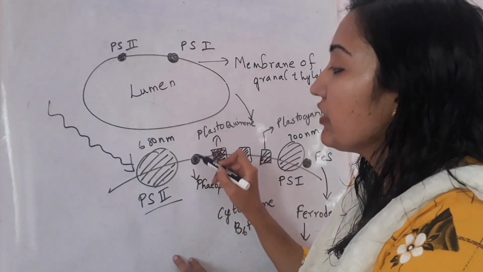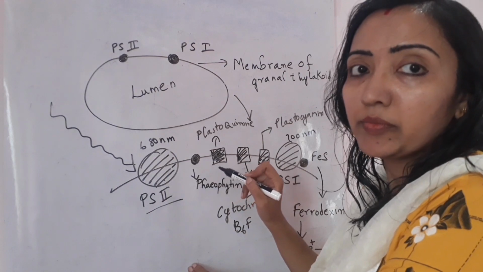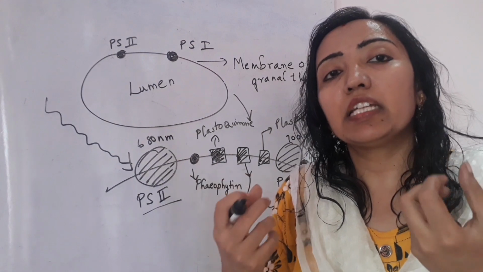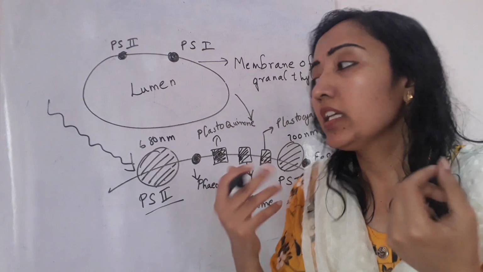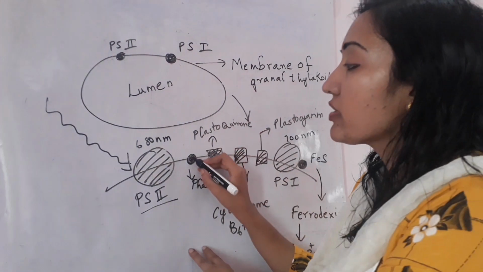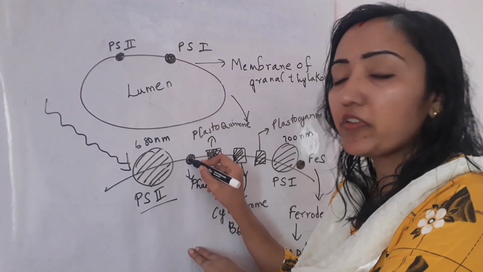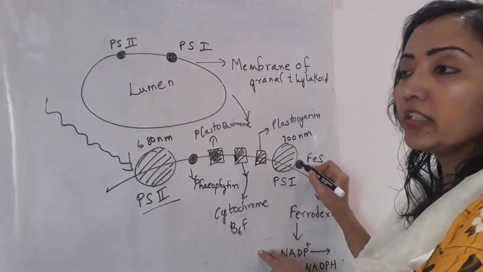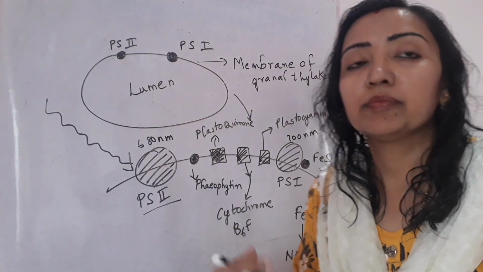The electron is given to the primary electron acceptor and energy is released. So when light falls, both photosystems become active and the electron is released. The electron is given to the reaction center, and from the reaction center it moves to the primary electron acceptor. In PS2 the primary electron acceptor is pheophytin, and in PS1 it is iron sulfide. Hope you understood this much. Please watch the video again if you have not understood.